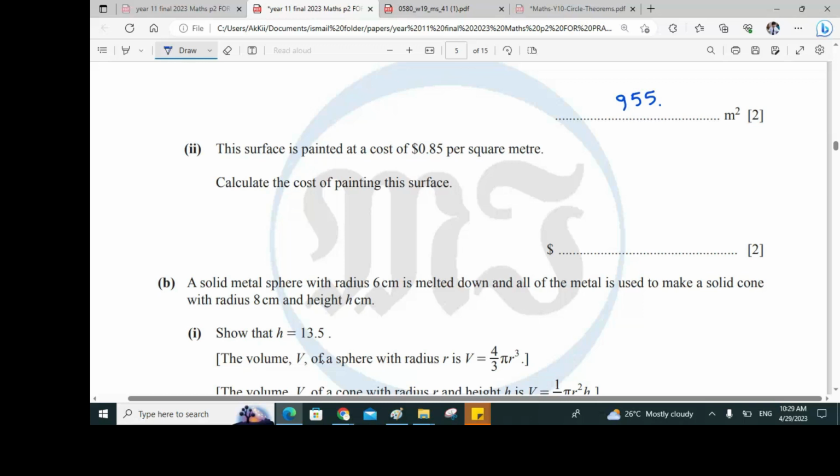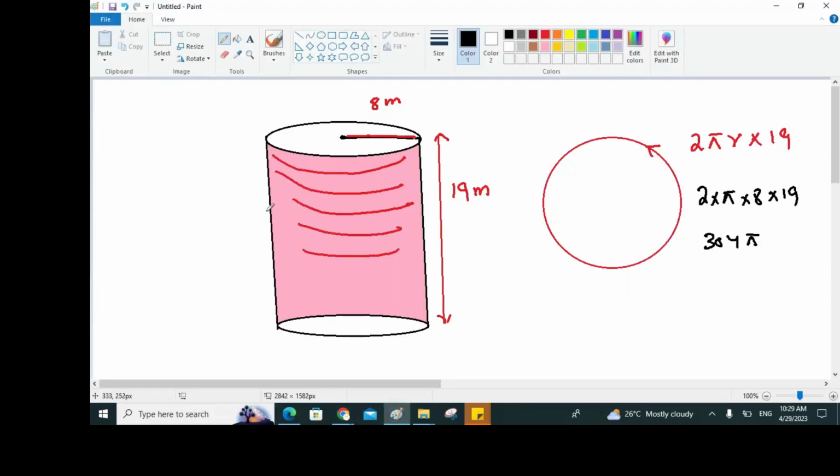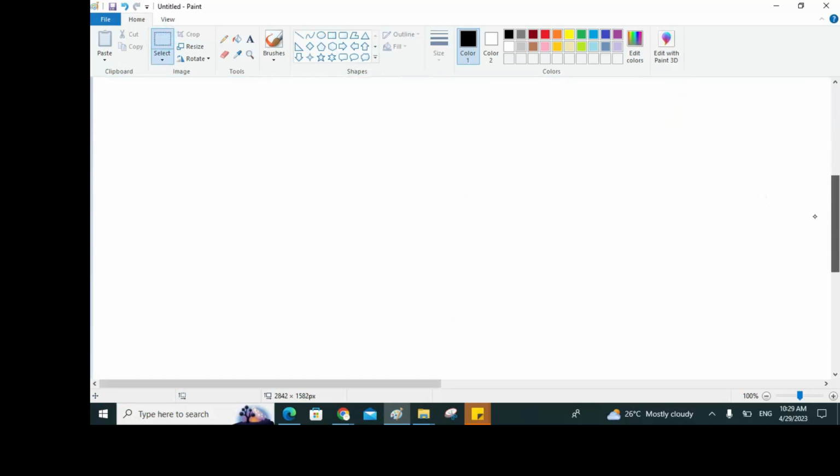This surface is painted at the cost of this much per square meter, right? You have to calculate the cost of painting this surface. So very easy. If this is the whole surface area, for example, if I cut this cylinder and make it a plane surface, obviously it will look like this.